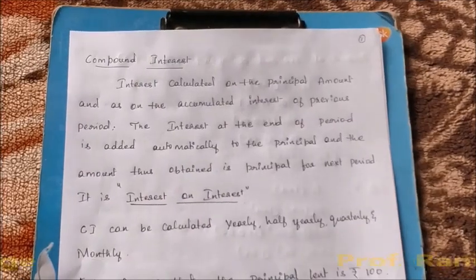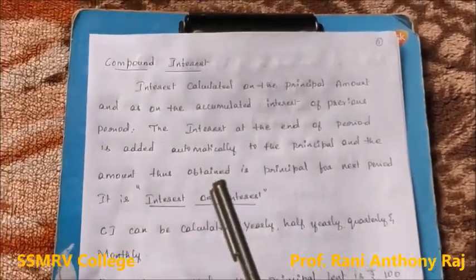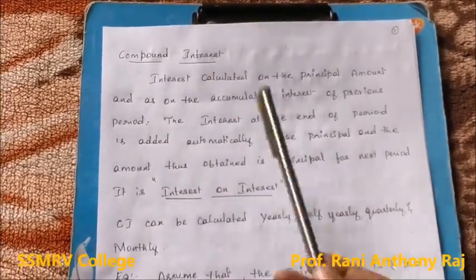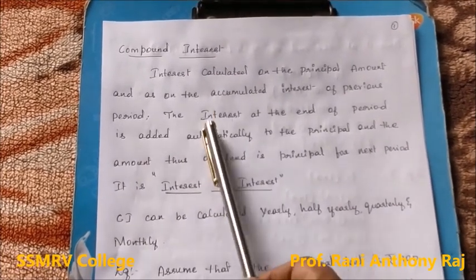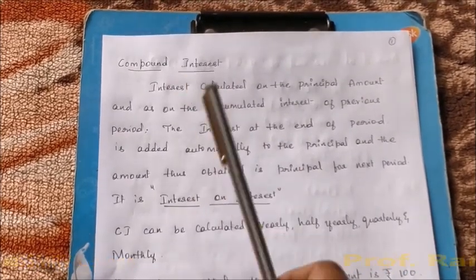In this video, I am going to explain how to solve the problem under compound interest. First, we will understand the meaning of compound interest. That is nothing but interest on interest, which means that interest will be calculated on the principal amount as well as on the interest amount. That is known as compound interest.